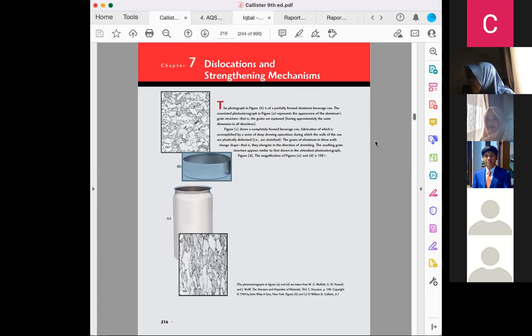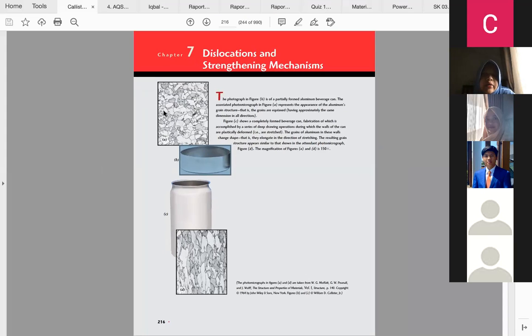Okay, so this photograph tells you about a microstructure. If you look at the picture B over here, it is a slice of a very thin can, and then they mold it into a shape like this. So figure B is a partially formed aluminum beverage can.